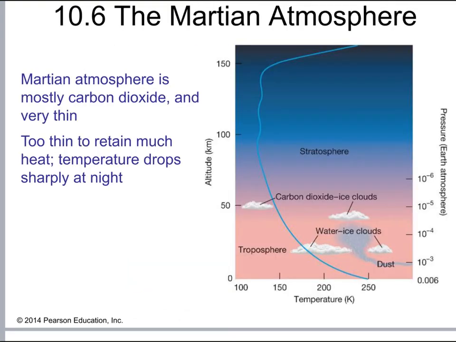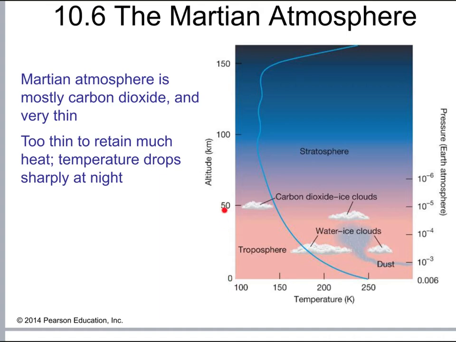Now, here is our image showing the atmosphere of Mars, and one of the things that is startling is the atmospheric pressure at the surface. So here would be 0 kilometers, what we might call sea level on Earth. On Mars, it's just where they define it.